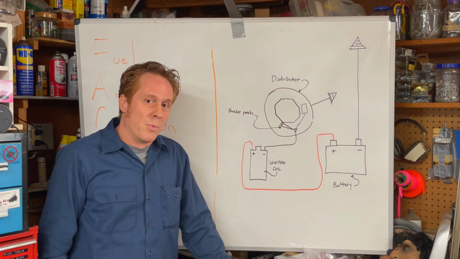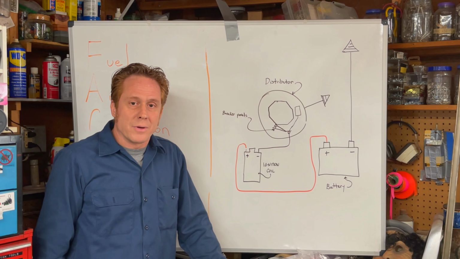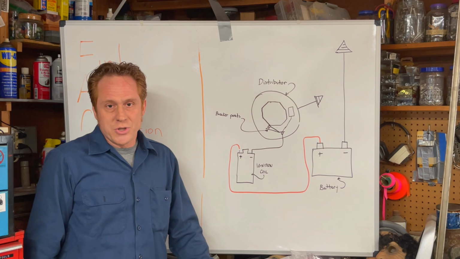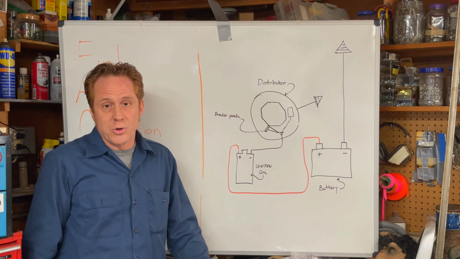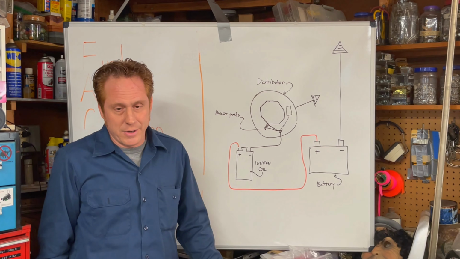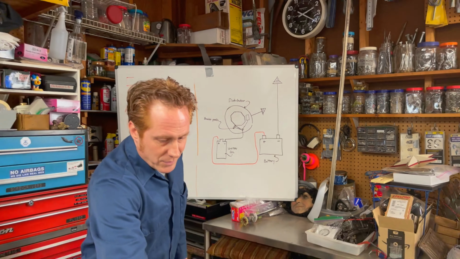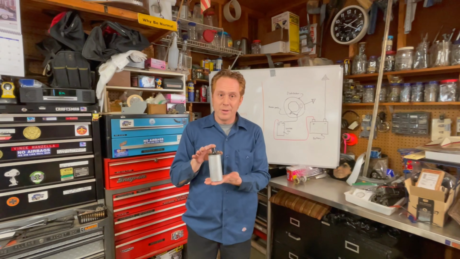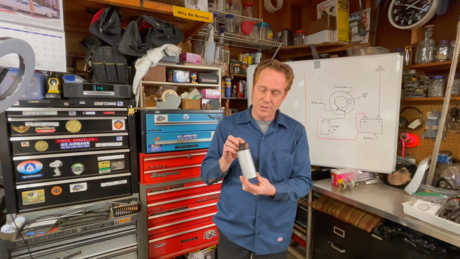But the other, not-as-obvious purpose of the distributor is to serve as a trigger to allow the ignition coil to send off its spark. Now, an ignition coil, which is shown here, is nothing more than a transformer, very similar to the step-up transformers you see on telephone poles.